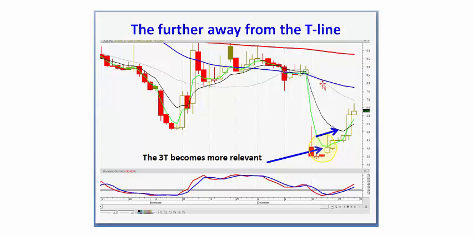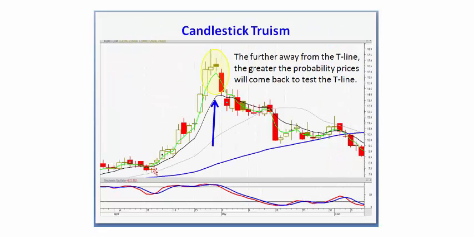Now, we won't go into this too much, but the 3T line, if you start moving way far away from the T line, the 3T line starts coming into effect, or being better for getting in or getting out of positions. So again, the further away you move from the T line, the higher the probability that if you see candlestick sell signals, they're probably going to come back and test the T line. So my philosophy is, why take the risk? Close out the position. If it comes back here to the T line and starts back up doing a J-hook pattern, you can always get back in.